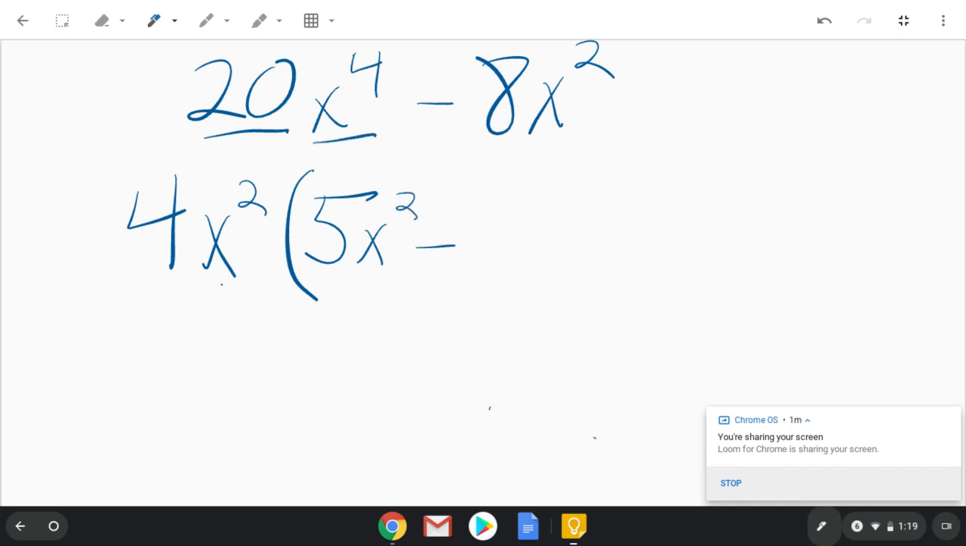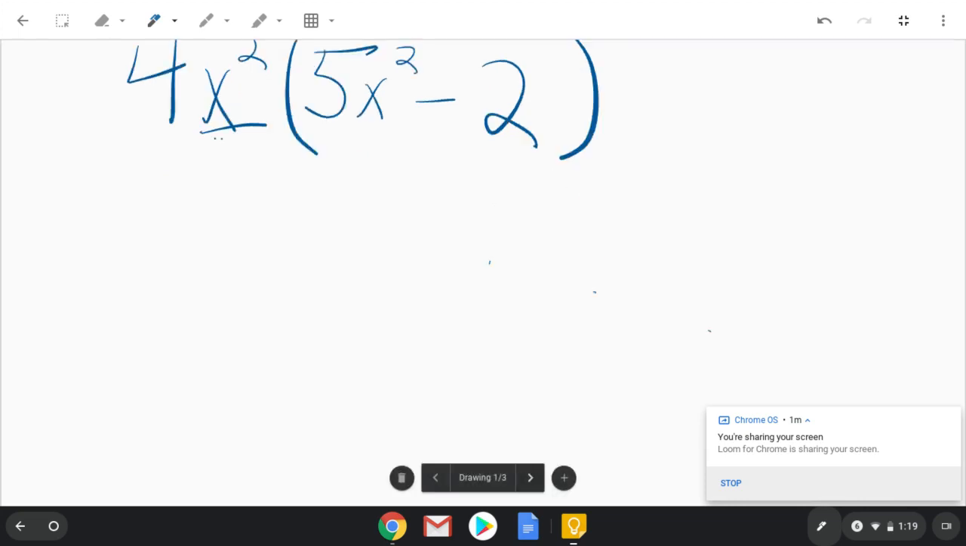All right, then we've got a minus sign this time. 4 times 2, I know will give me 8, and then they both already have the x squared, so we are done on that one.